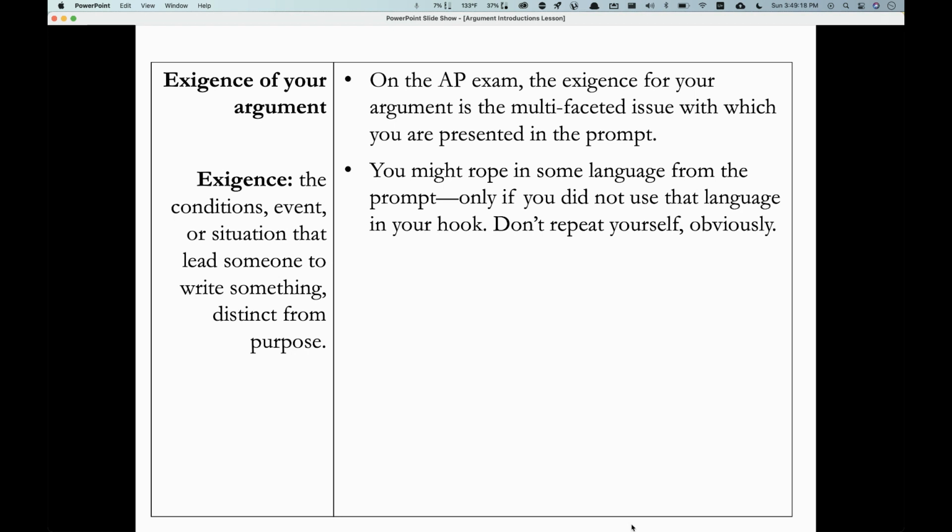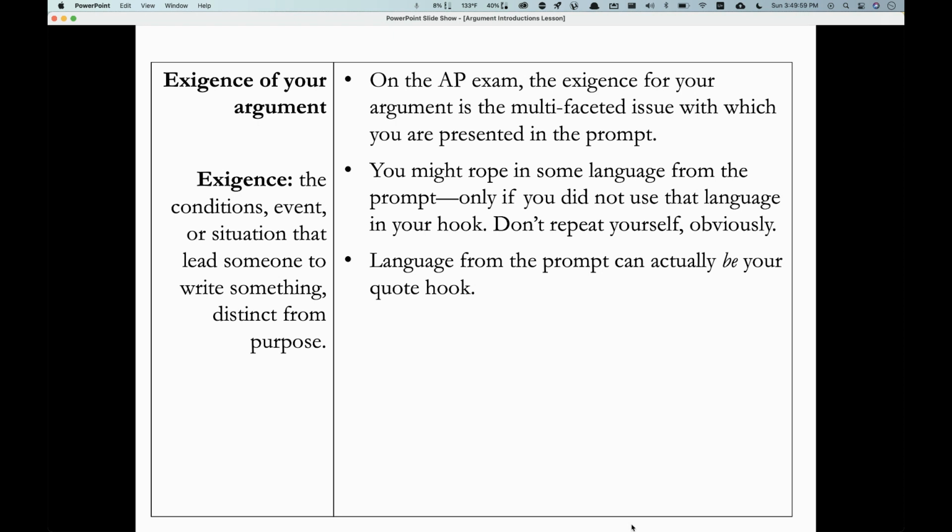It's important, though, that you don't repeat yourself. So if you already used a quote in your quote hook, or language from the prompt in your quote hook, definitely don't repeat it. Don't get anywhere near repeating it in your exigence. You can use language from the prompt in your exigence if you used a different kind of hook, like an anecdote hook, and then you're trying to tie the anecdote to the prompt. Well, bring in some language from the prompt in your exigence piece. That would be an effective approach. So again, language from the prompt can be your quote hook.